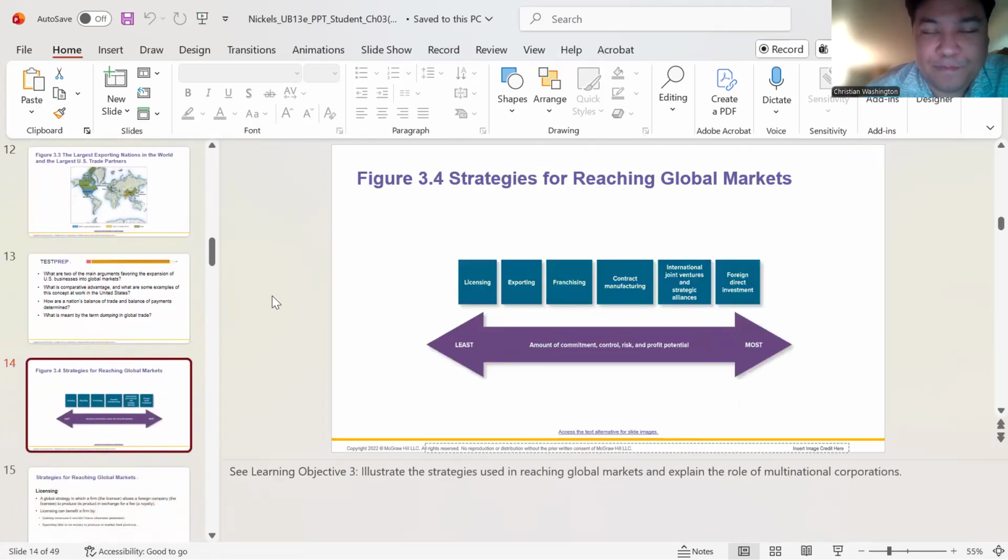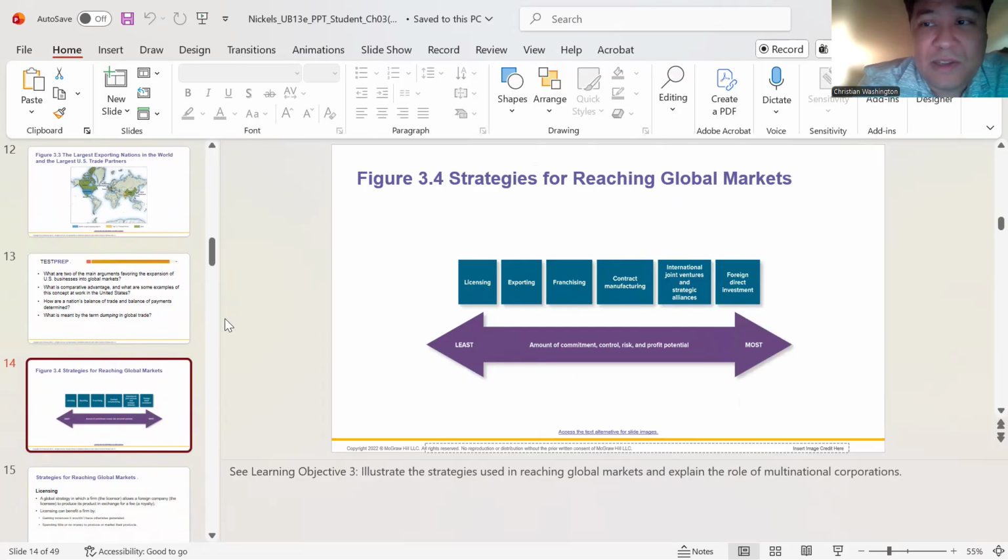All right, now this little chart here gives you an idea of global markets, right? We spoke about reaching global markets. We spoke about how each country does business with each other differently. The laws, the rules are unique. It's country by country, right?